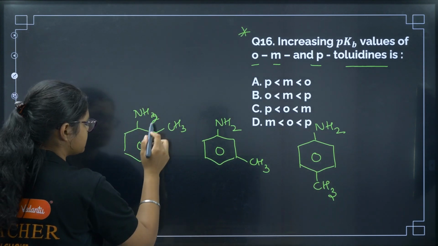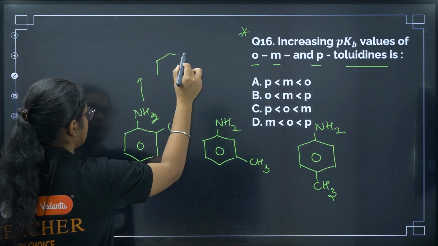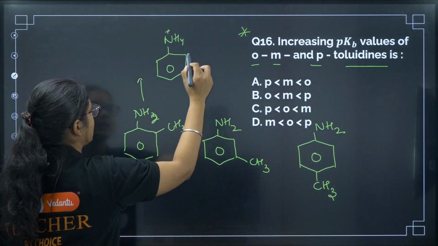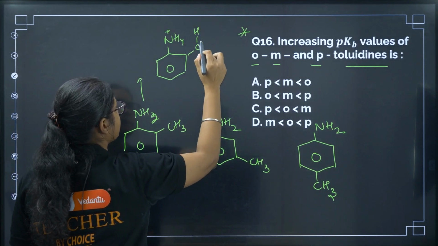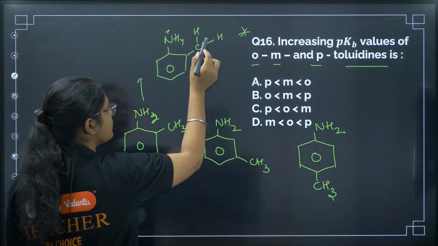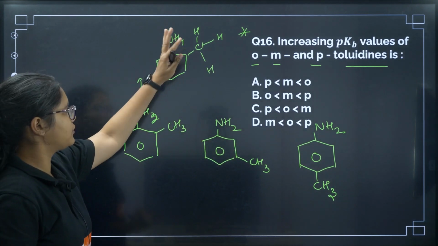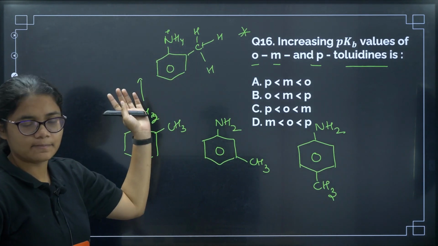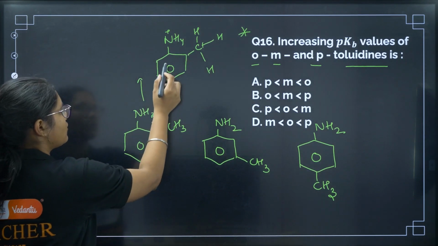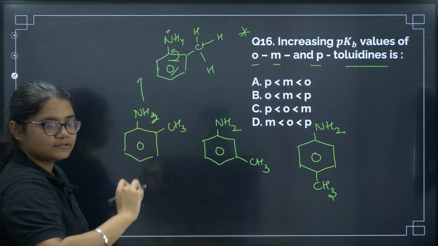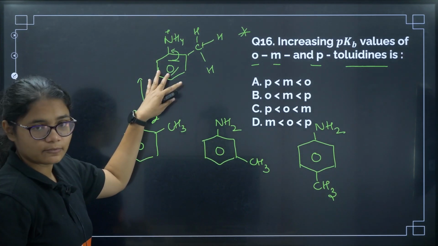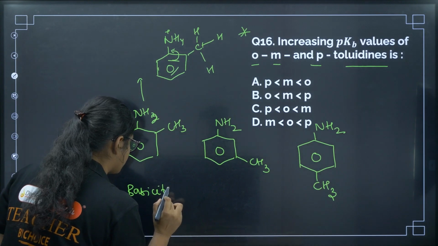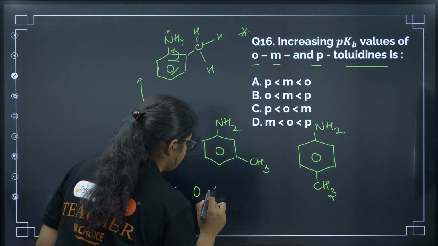In ortho toluidine, once this one accepts one H plus, it will form NH3 plus and then CH3. Okay. Here, due to the repulsion or steric hindrance, the NH3 plus present goes out of the plane. Once it goes out of the plane, it cannot be stabilized by resonance. So that is why this one will be the least basic. The basicity of ortho will be the minimum.